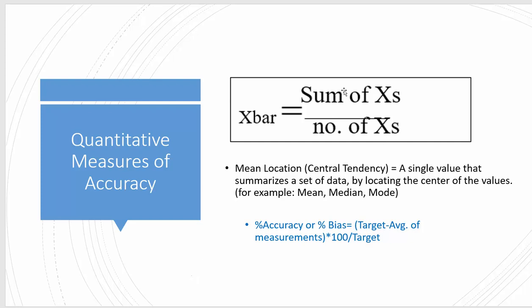And this is the standard formula to calculate the average of the measurement results. You take the sum of the measurements and divide by the number of measurements, so that gives you the average value. And this is the formula where you put in the average value and your target, so you can calculate your percentage accuracy or percentage bias.